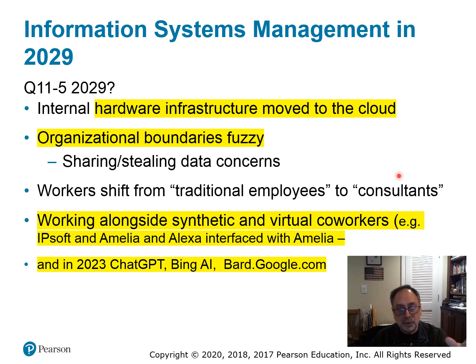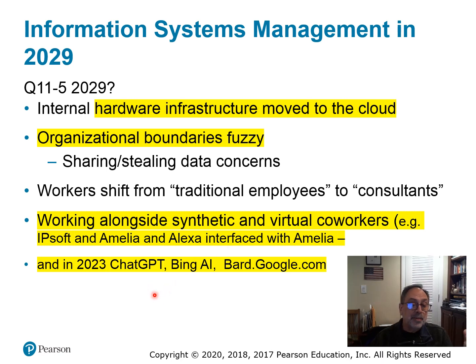It says workers shift from traditional employees to consultants. That's somewhat true. There are more and more people who work as consultants in IT, and fewer of them work as full-time staff. But some of these consultants, I've had them myself, we brought in as consultants, and they worked as consultants for us for years, like employees. So the boundaries can be a little bit more complicated because of the cloud, but things will get more complicated as we roll out artificial intelligence. I put a comment in here about synthetic workers, virtual co-workers.